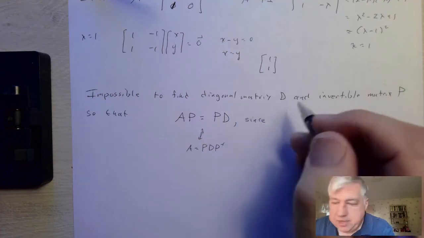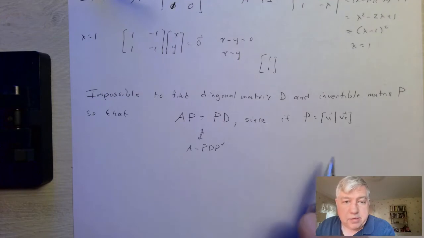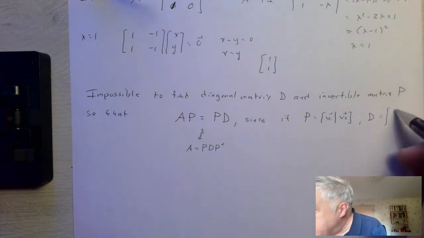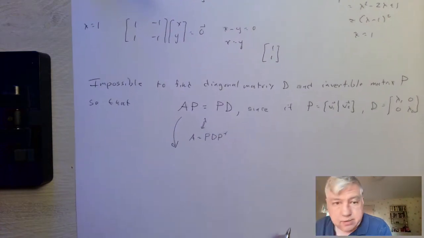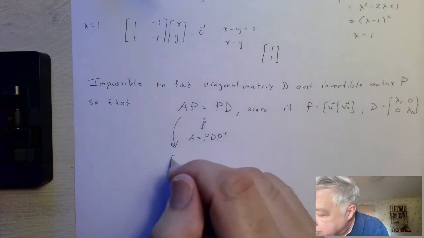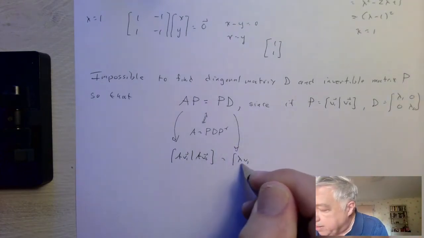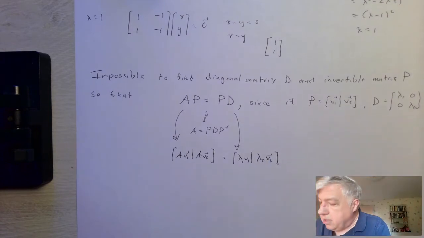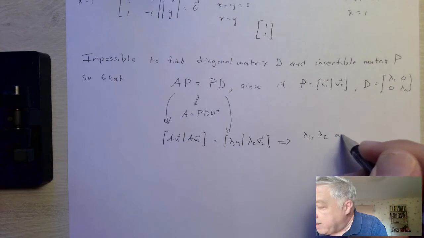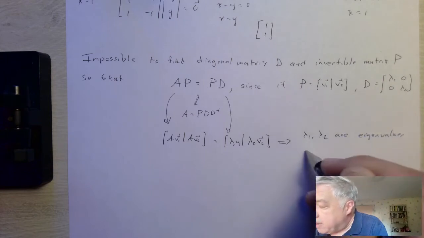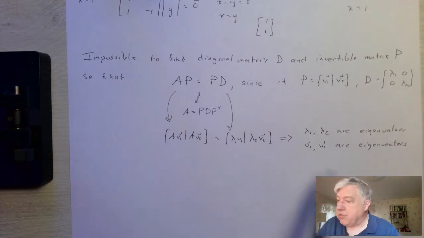since if, say, v1 and v2 are the columns of P, whatever P is, and D is, let's say, lambda 1, 0, 0, lambda 2. If that's the case, then AP is going to be, again, A v1, A v2, and this is going to be lambda 1 v1, lambda 2 v2. And what this of course will mean is that lambda 1 and lambda 2 are eigenvalues, and v1 and v2 are eigenvectors, assuming that they're non-zero.